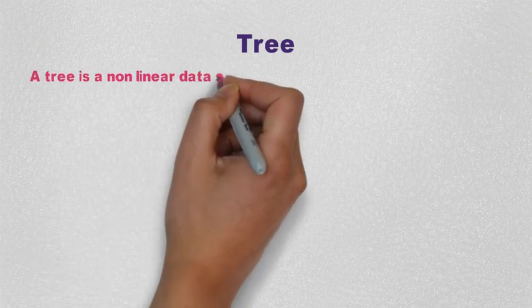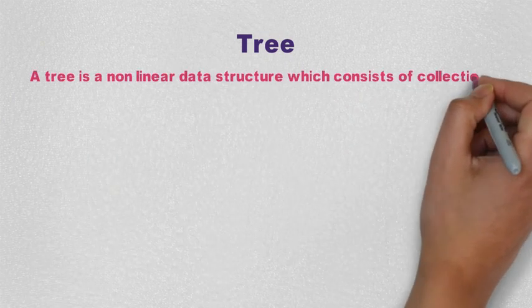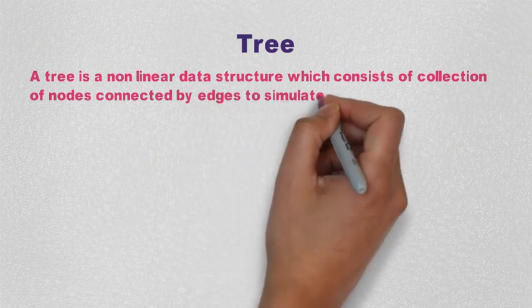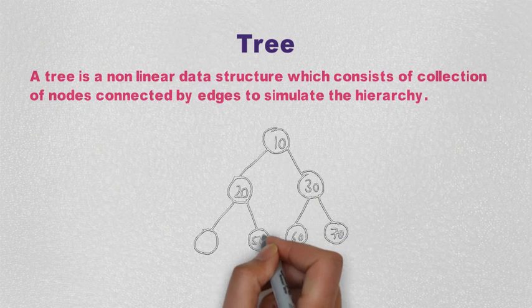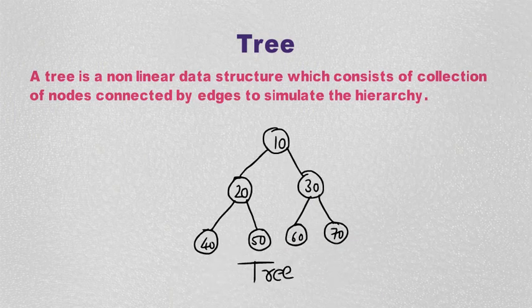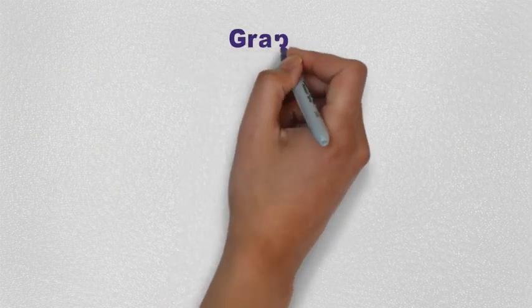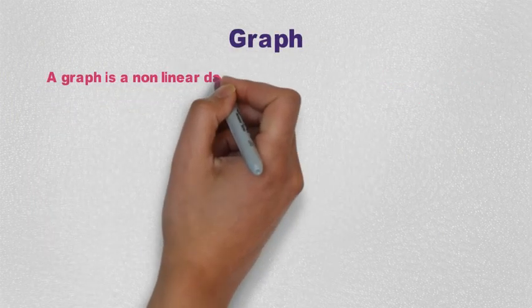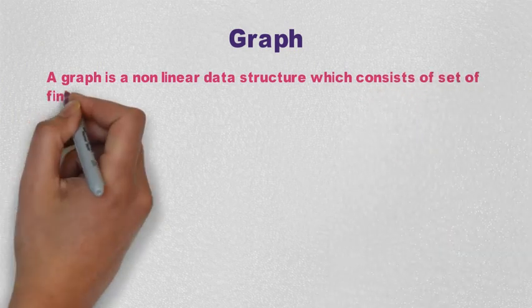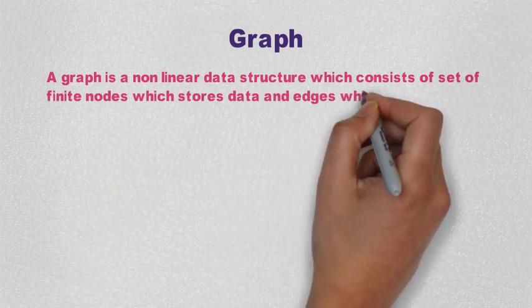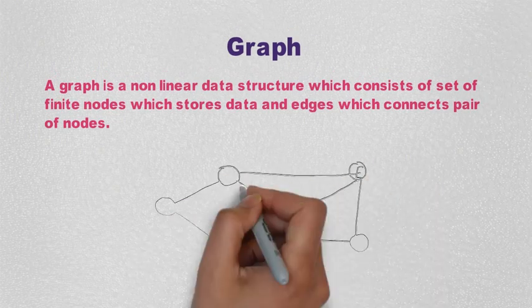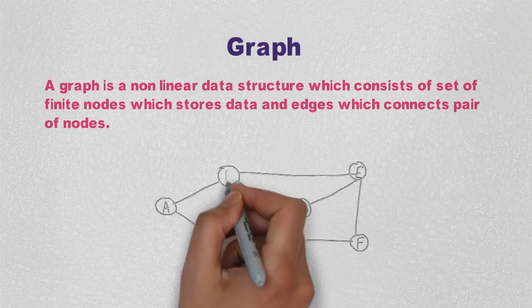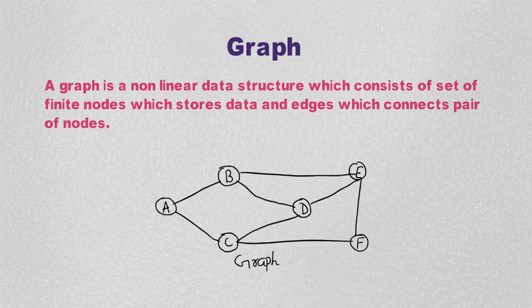A tree is a nonlinear data structure which consists of a collection of nodes connected by edges to simulate the hierarchy. This is a basic example of tree where 10, 20, 30, 40, 50, 60 are nodes and they are connected by a set of edges. Now let us look at what is graph. A graph is a nonlinear data structure which consists of a set of finite nodes which stores data and edges which connect pairs of nodes. This is a basic example of graph where A, B, C, D, E, F are called nodes and they are connected by a set of edges.